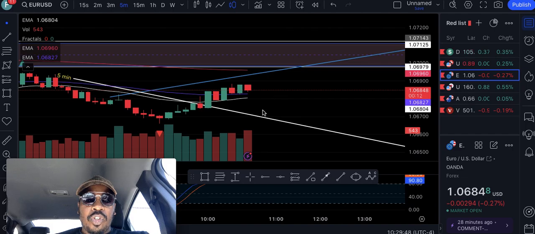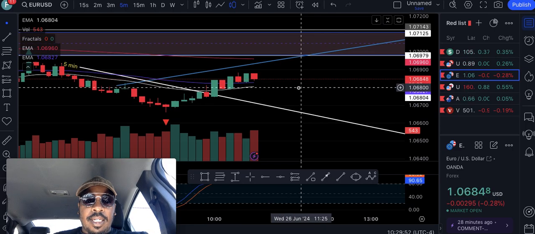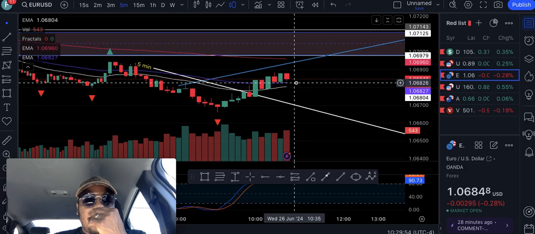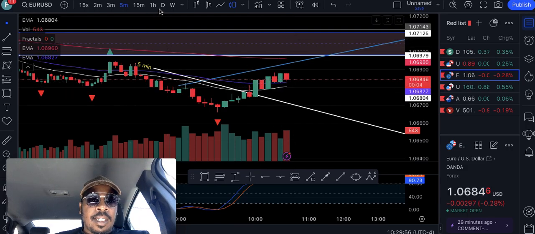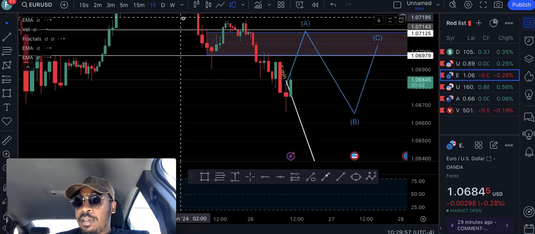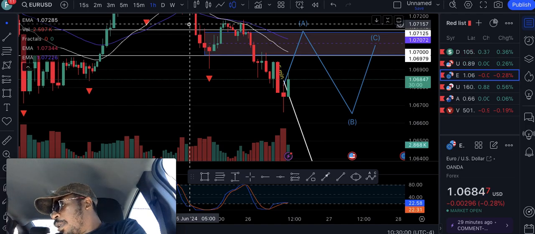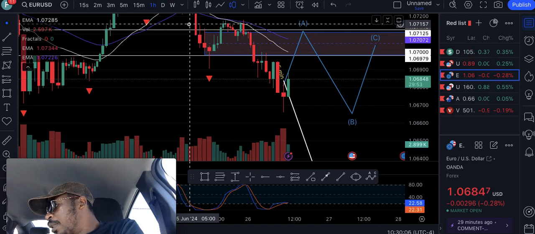Okay, we on Euro USD. I'm on a 5 minute chart right now, but I'm gonna show y'all where I got my analysis from. So, okay, let me get my notes out so I can better inform you. Okay, Euro USD, get my bias together. Show y'all what the bias is.